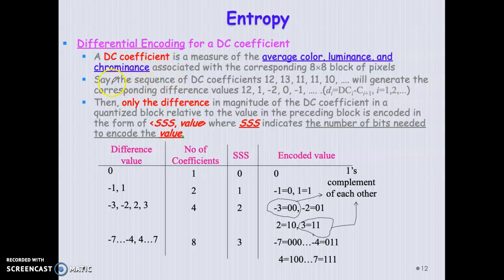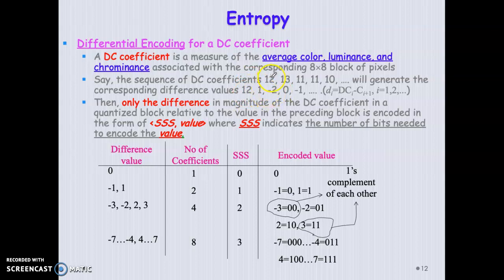Okay, say the sequence of DC is this. This comes from different blocks. Each block will have its own DC. So you combine all the DC to be a sequence of DC coefficients. This DC coefficient sequence will generate the corresponding difference values. Okay, 12 will be the initial value, which is referred to afterwards.